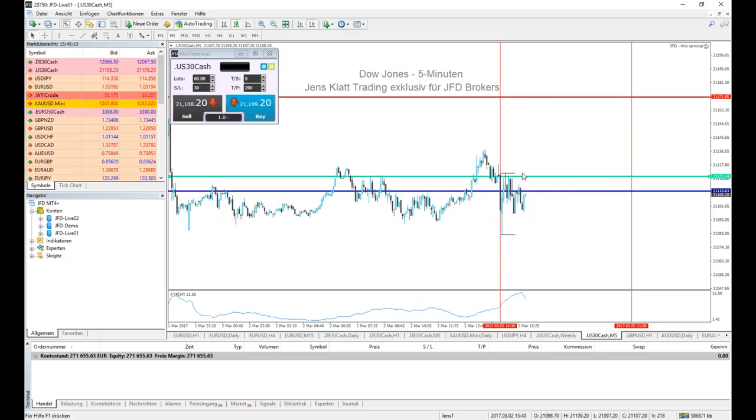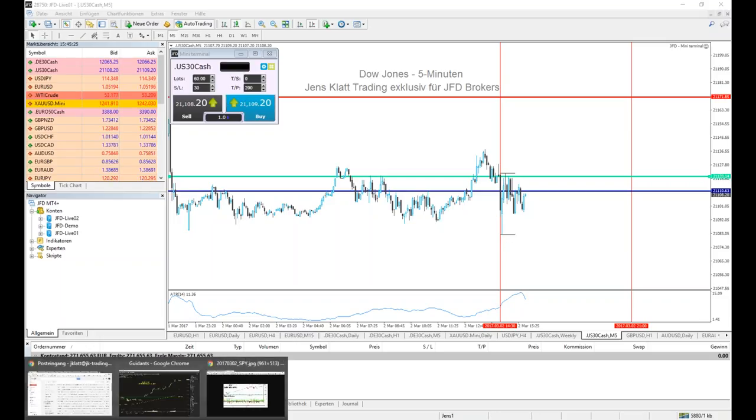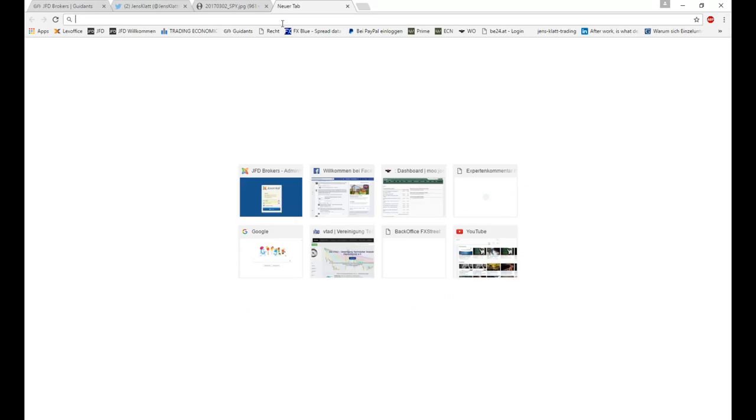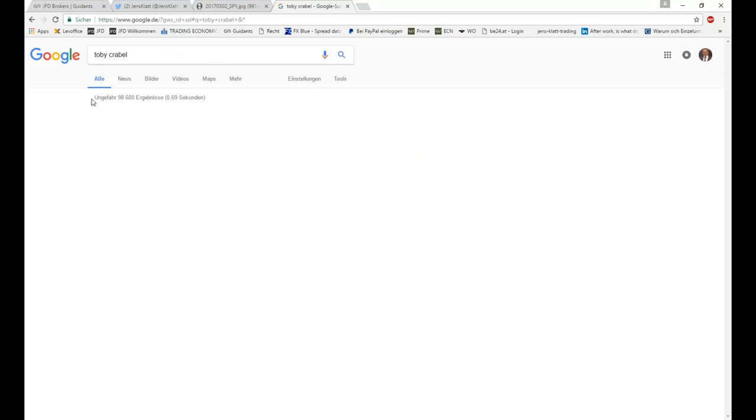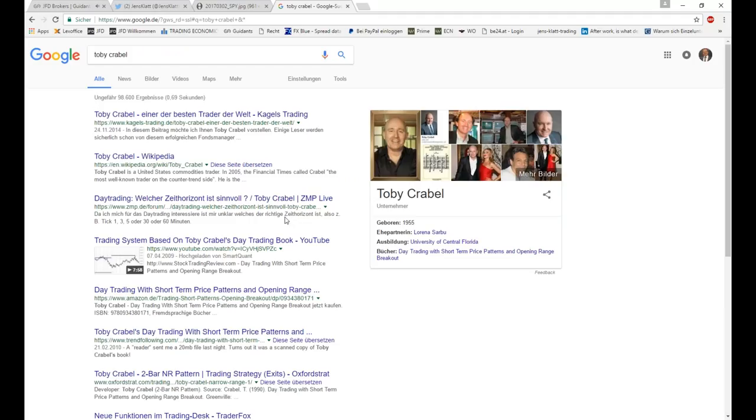This setup has already worked in the 80s. The open range breakout scenario I will present to you was invented, I think, in the 80s, thanks to Toby Crabel. There's also a book, which I do not know the title of, so one second. Let's have a look on Google, and type in Toby Crabel. Okay, here, this is Mr. Crabel.